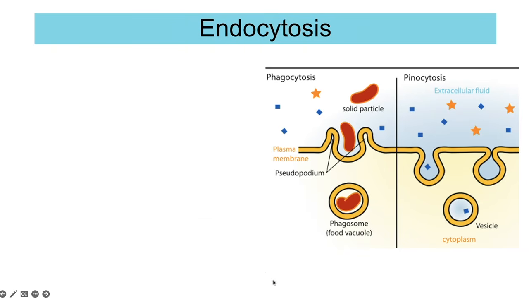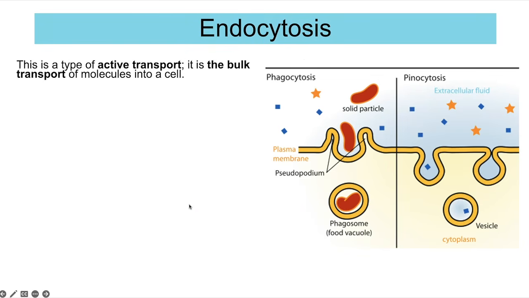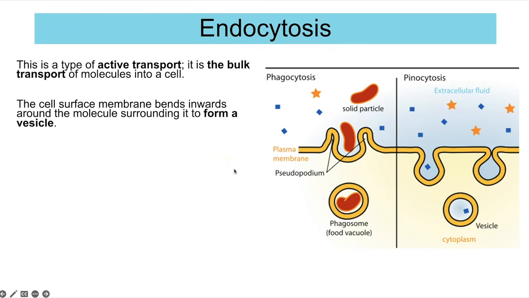Next time we have a look at endocytosis, and this is a type of active transport, and it is the bulk transport of molecules into a cell. So endo means in. The cell surface membrane will bend inwards around the molecules surrounding it to form a vesicle. The vesicle will then pinch off and move within the cytoplasm.